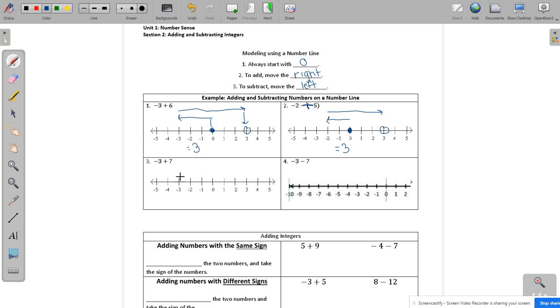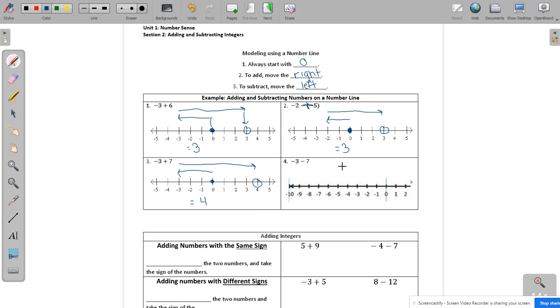Let's look at number 3. We have -3 plus 7. So start at 0. We're going to go over 3. And then we're going to go over 7. We're going to the right. And we end up at 4. So -3 plus 7 is 4.